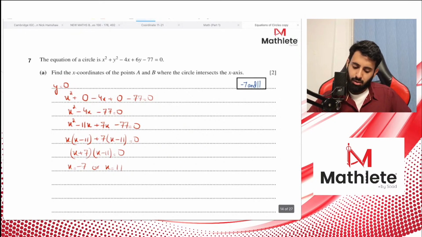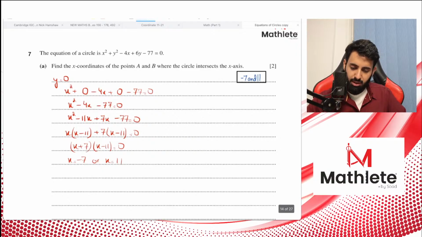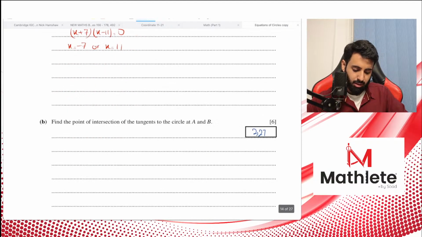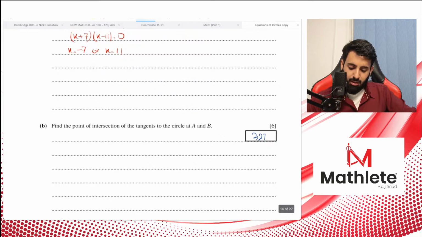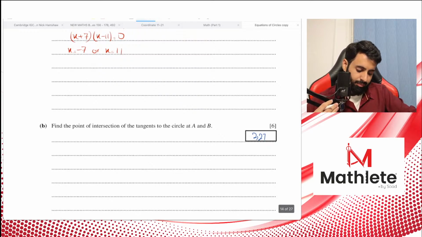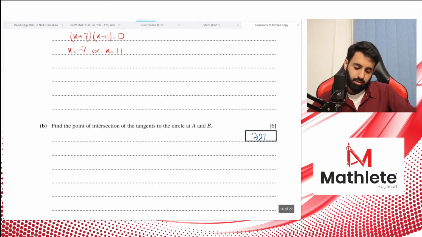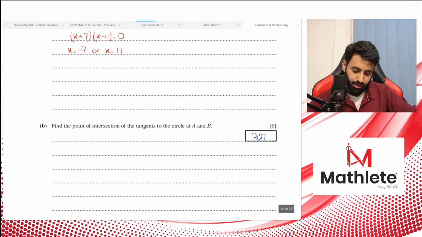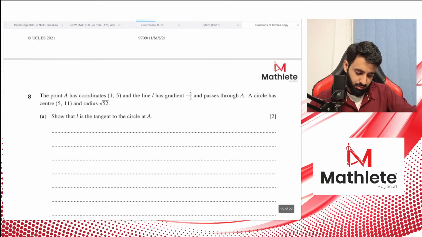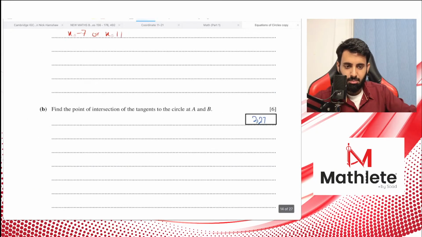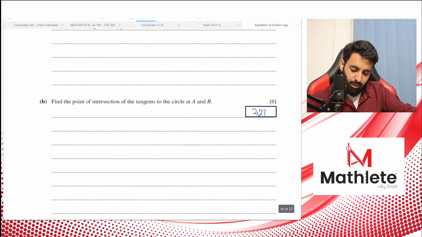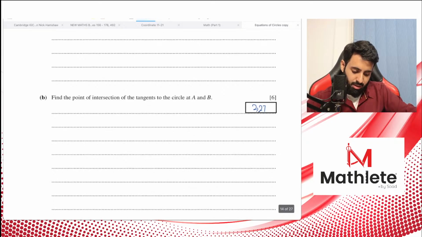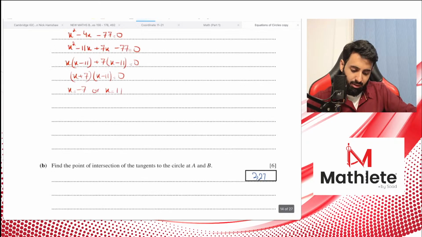So we have the answer to part A. Easy does it. Now part B, which says find the point of intersection of the tangents to the circle at A and B. This is a 6-mark question. There's not a lot of space given, but anyway. You have to find the point of intersection of the tangents to the circle at A and B.